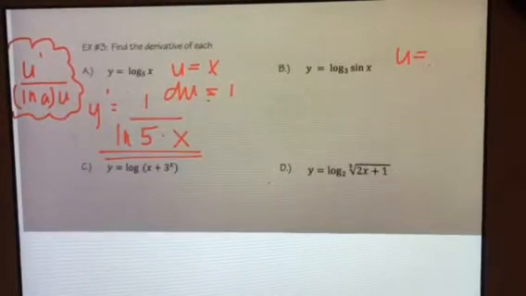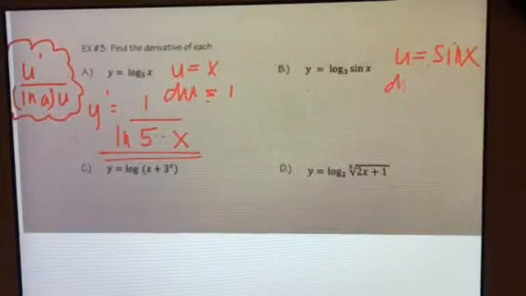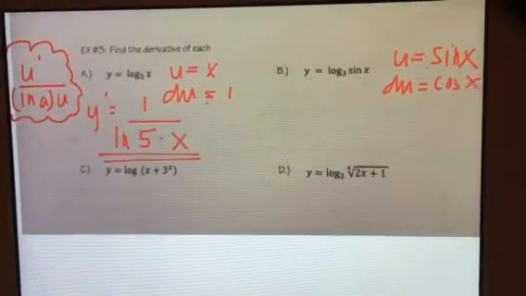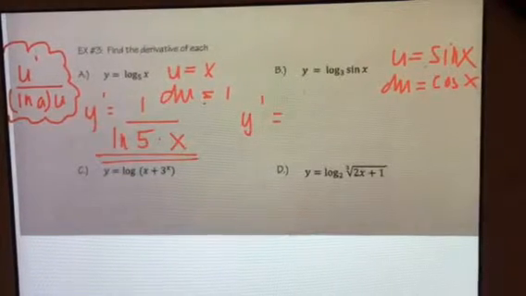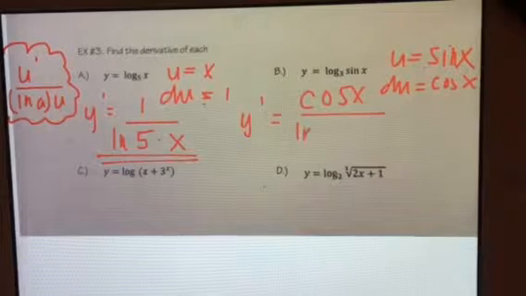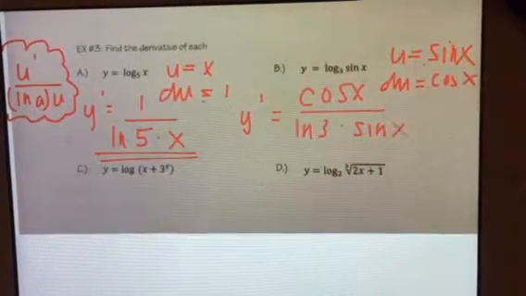u here is sine of x, du would be cos of x, so our derivative here would be cos x over ln of 3 times sine of x.